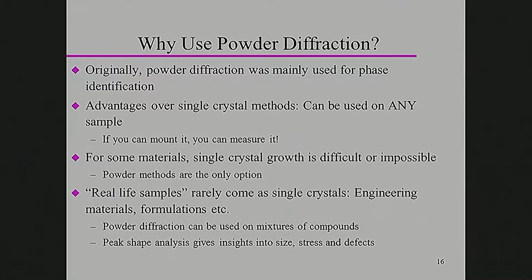Now, why would you use powder diffraction? In the old days, powder diffraction was mainly used for phase identification and not really for anything much more sophisticated. Nowadays, that has changed quite a bit because we have better programs, better computers, better setups. One advantage that powder diffraction has over single crystal is you can use it on any sample. If you can mount it on a diffractometer, you can measure it, okay? That's nice. So if you have a material for which single crystal growth is difficult or maybe even impossible, maybe you're working with a metastable material, powder methods may be your only option, okay?